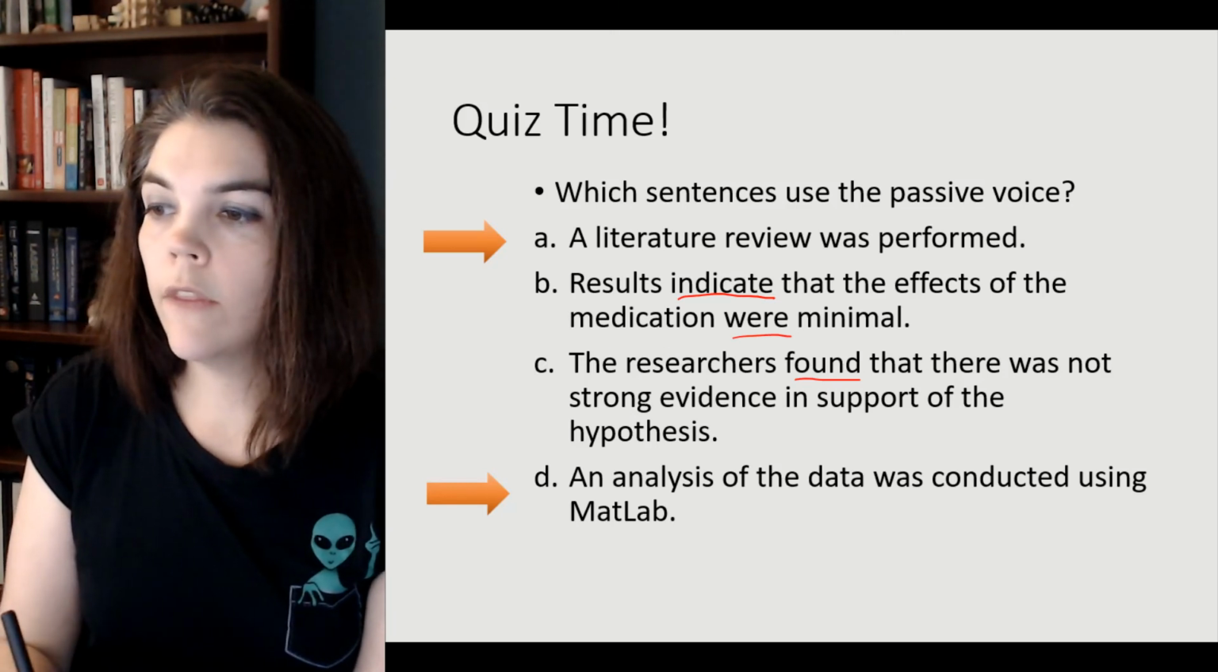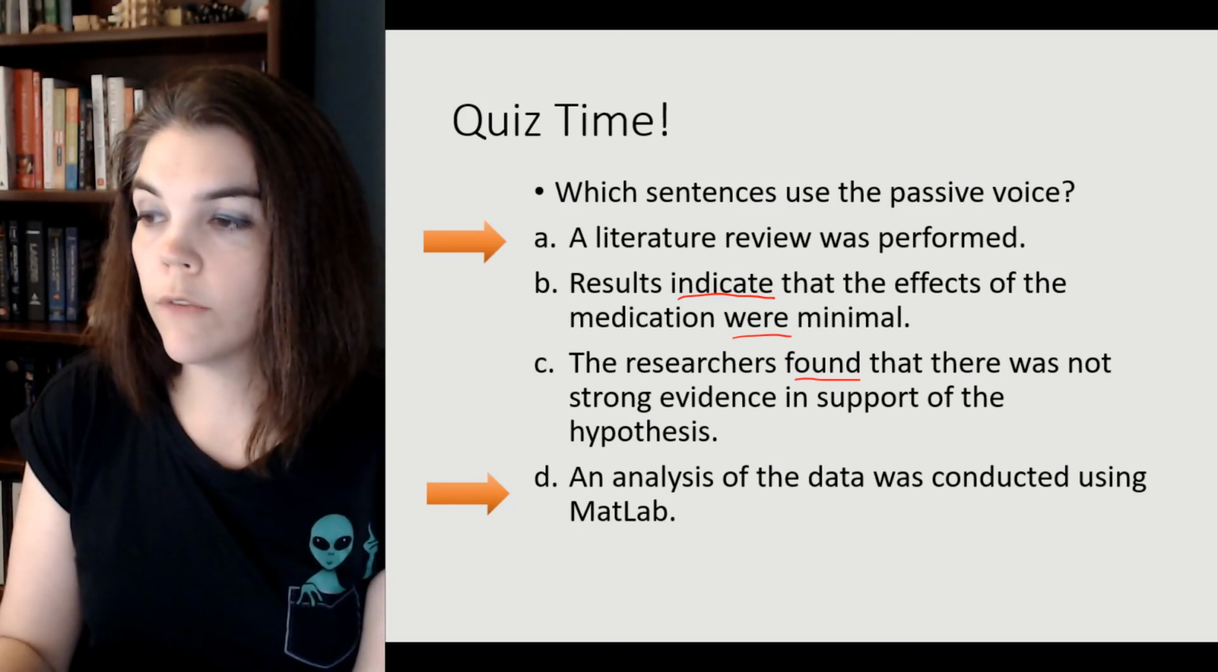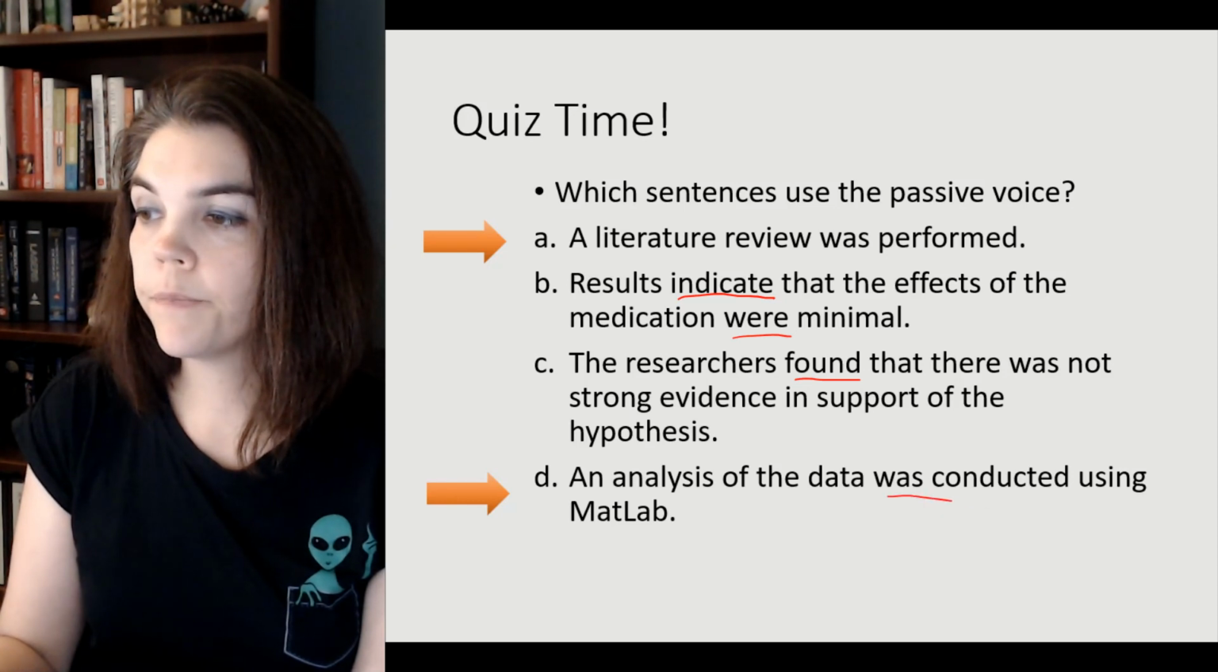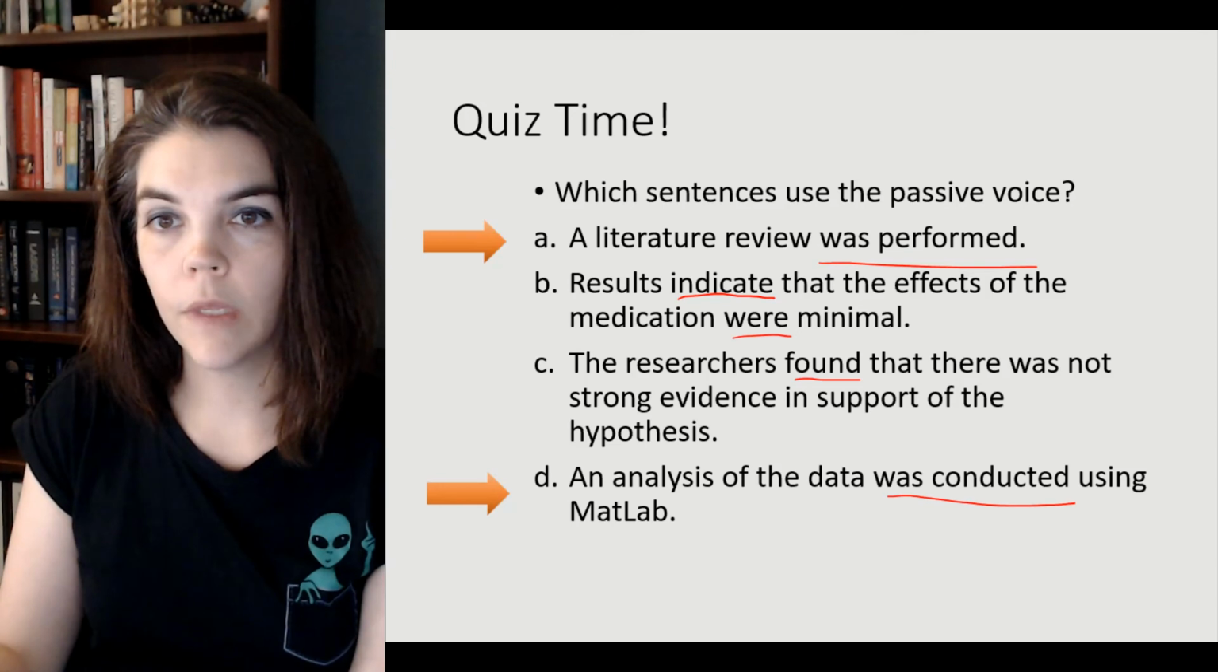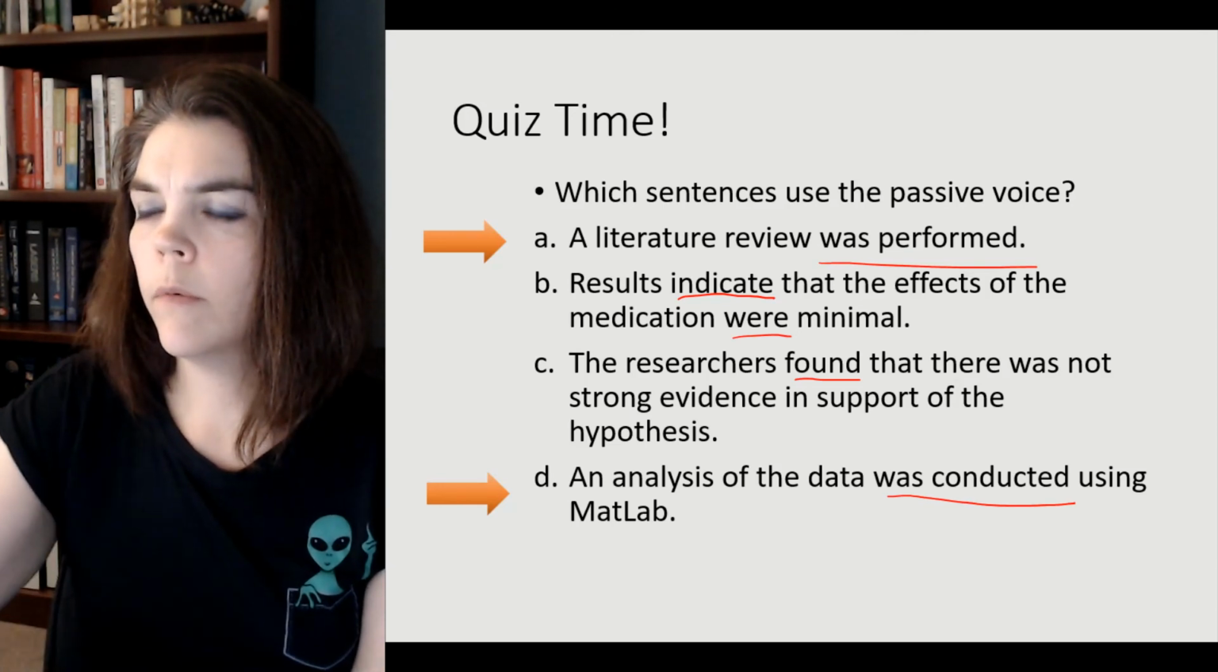All right, and this one, definitely there is passive voice. Was conducted and was performed. Those are in the passive. Okay. Is there another one after this?